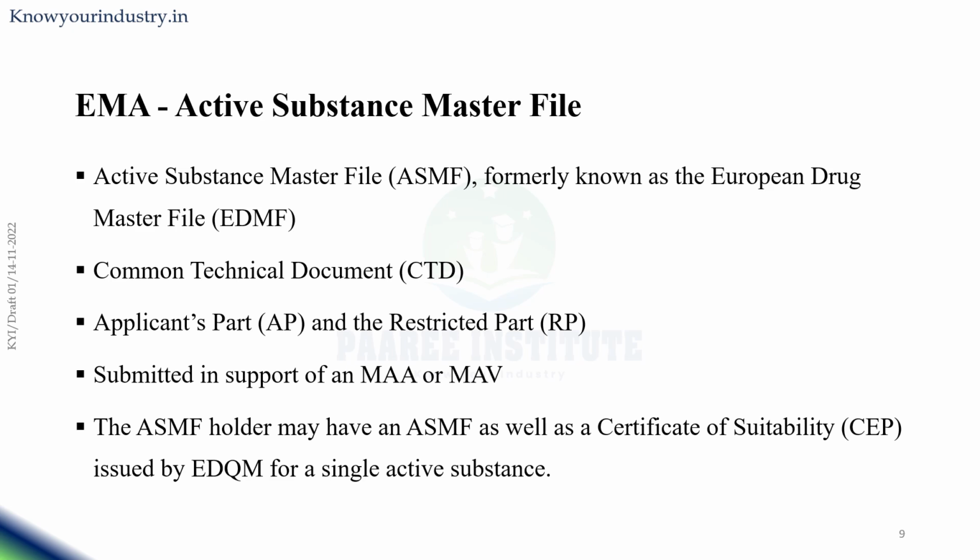Here European DMF is also divided into two parts, like applicant part, which is open part, and ASM restricted part, that is closed or confidential part. Open part contains all the required information, including an outline of the manufacturing method, and the confidential part includes confidential information of the manufacturing of active pharmaceutical ingredient, that is API.